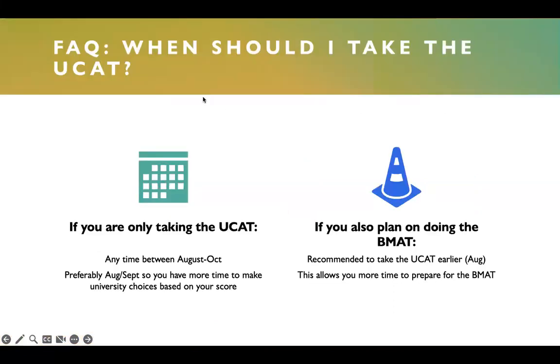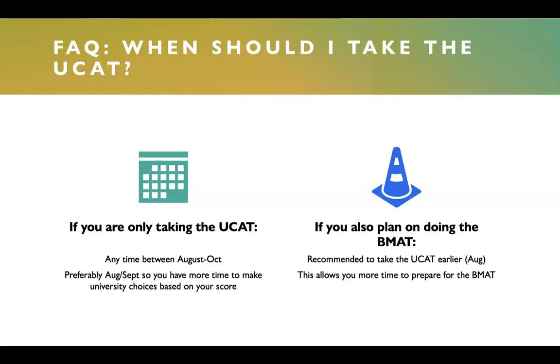So one of the common FAQs we get is, when should I take the UCAT? If you're only taking the UCAT, I would recommend any time between August and October, preferably August or September, so you have more time to make your university choices based on your score, so you're not rushing your UCAS application. And it will also give you a bit more time to start focusing on your A-levels.